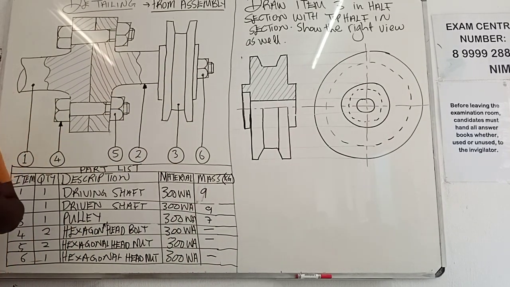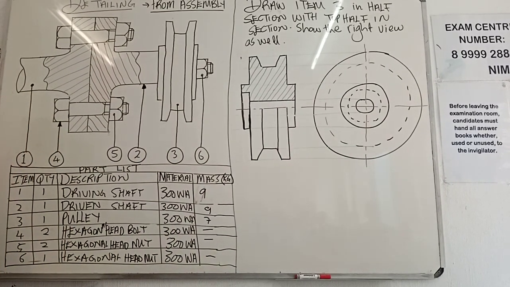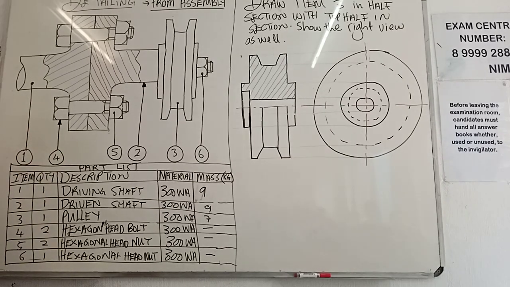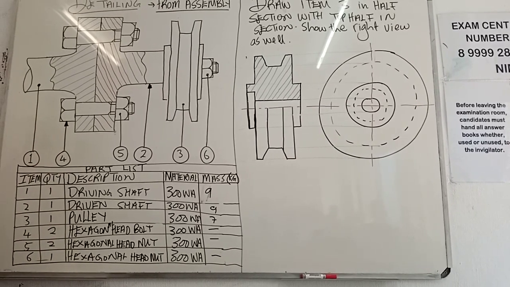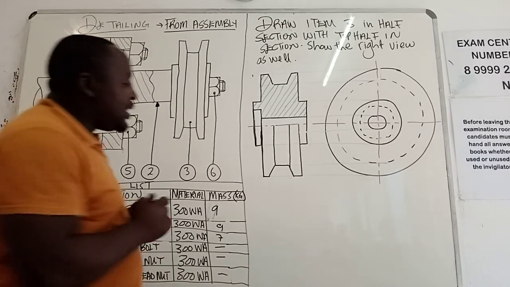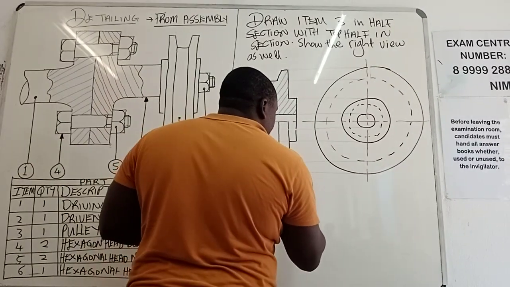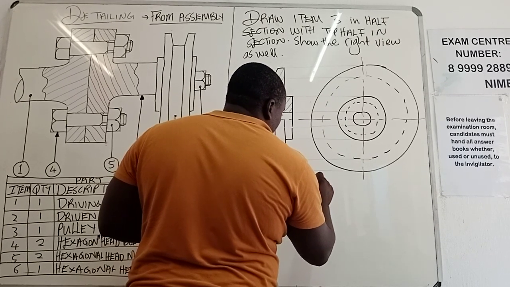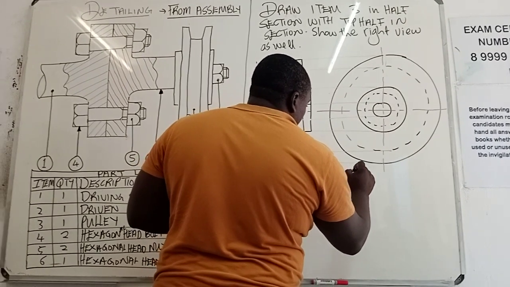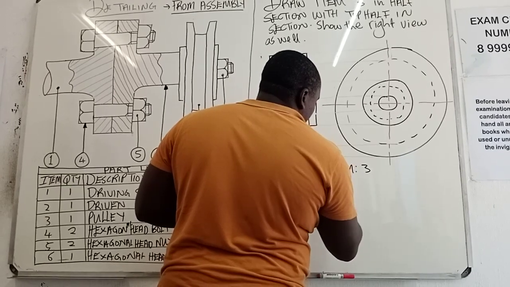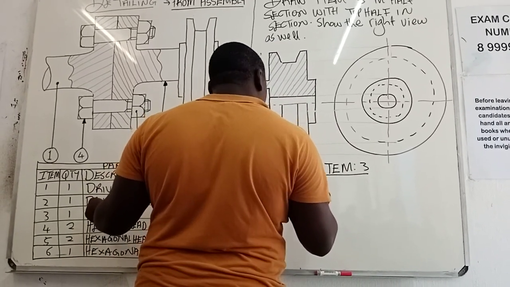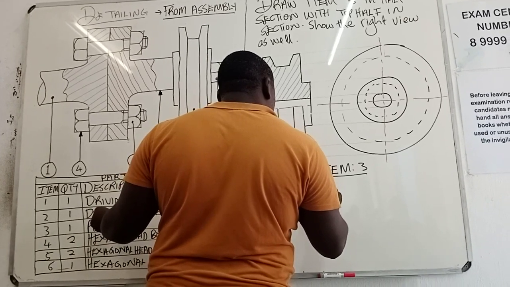When I answer like this, I'm done. In this drawing, I've only shown item number 3. Then here below, you need to write item number 3. You put the name. What is the name? Pulley.